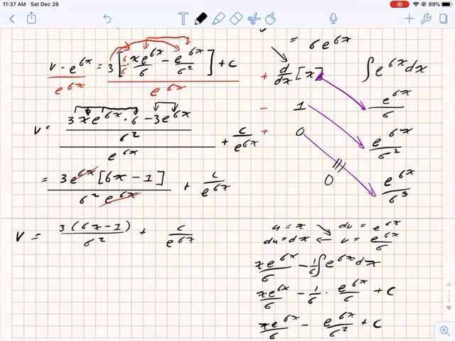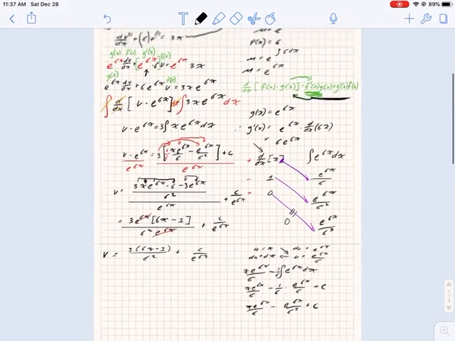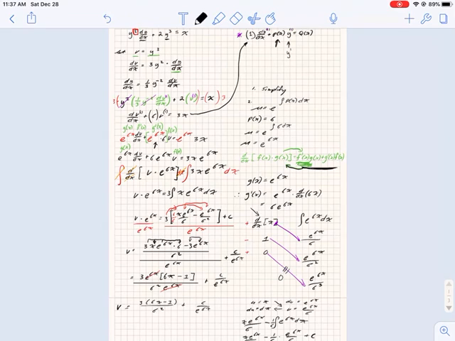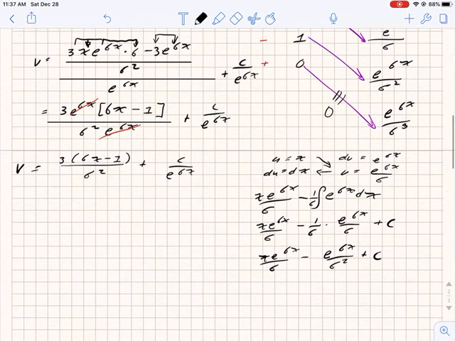So we found our v function, but what did we let v equal? All the way up here, we let v equal y cubed. So we could substitute in y cubed is equal to 6x minus 1 all over 6 squared plus c over e to the 6x.